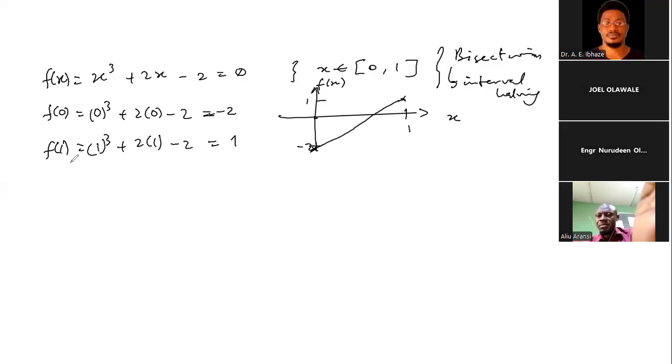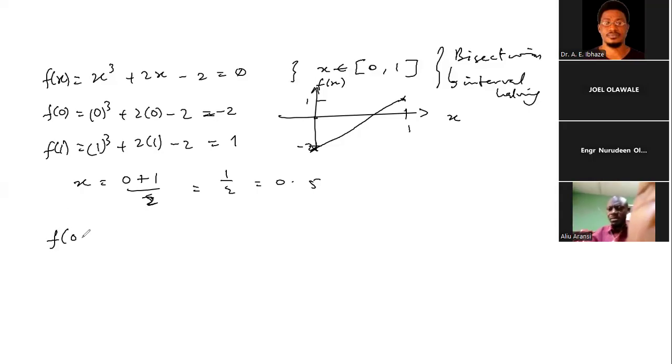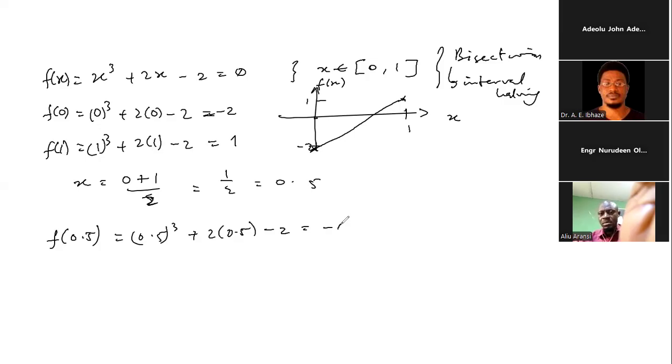So we want to get our initial guess. Our initial guess here will be 0 plus 1 over 2, like we described. This will give us 1 over 2, which is 0.5. So we want to figure out f of 0.5. What do we get here? 0.5 cubed plus 2 into bracket 0.5 minus 2. This will give us minus 0.875.